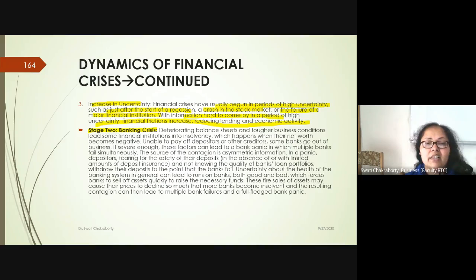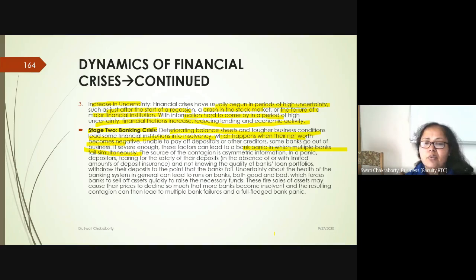Stage two is banking crisis. Now, deteriorating balance sheets and tougher business conditions lead some banking institutions into insolvency, right? Which happens when their net worth becomes negative. So they are unable to pay off depositors or other creditors. Some banks actually go out of business, right? In severe cases, these factors can actually lead to a bank panic, which means where multiple banks actually fail simultaneously, right?